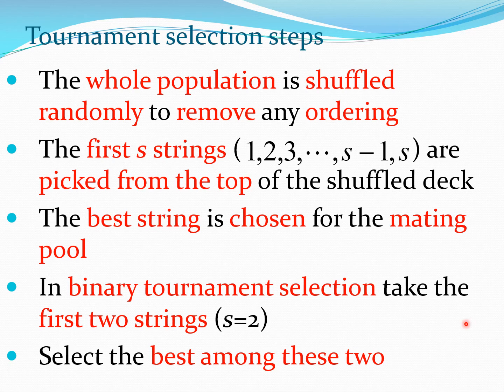So to start this process, the first thing you need to do, which you should do in general, is that the entire population should be shuffled randomly so that there is no listing or sequential growth in any of the members of the population. Then you select the first S strings, 1, 2, 3, up to S minus 1, S. You pick from the top of the deck and then choose the best in this particular pack. So think of this like a game of cards. So the best string would be selected for the mating pool. Now in binary tournament selection, you would just take the first two strings. So you would have 1 and 2. That is, S would be 2. So that's the simplest model, where you essentially have a competition between two people. It is like a duel or like a binary game.